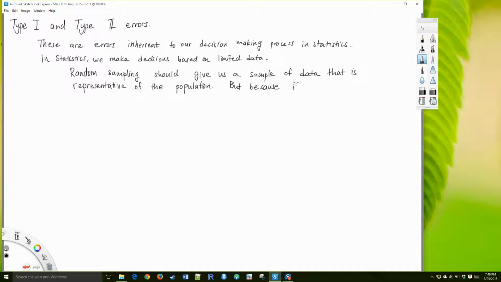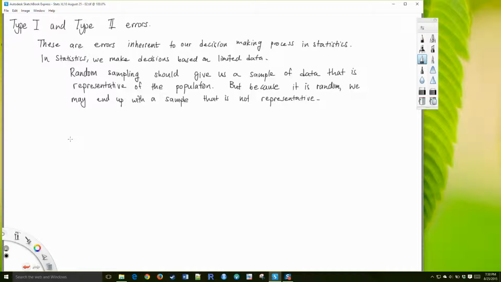But because it is random, we may end up with a sample that is not representative.